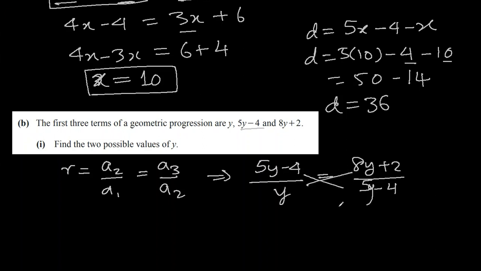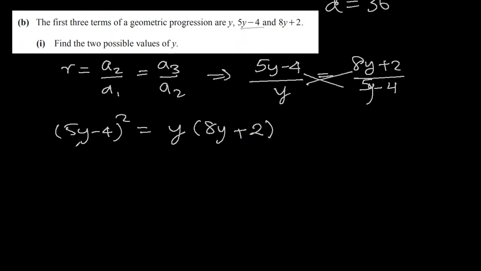So 5y minus 4 was this, right? So (5y minus 4) squared, because both are the same. So the square of 5y minus 4 equal to y multiplied by 8y plus 2.